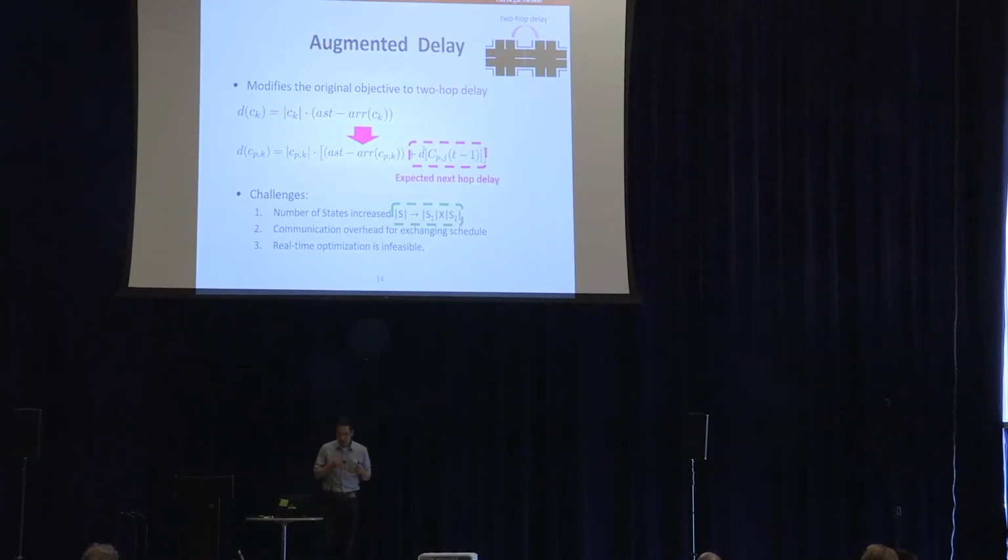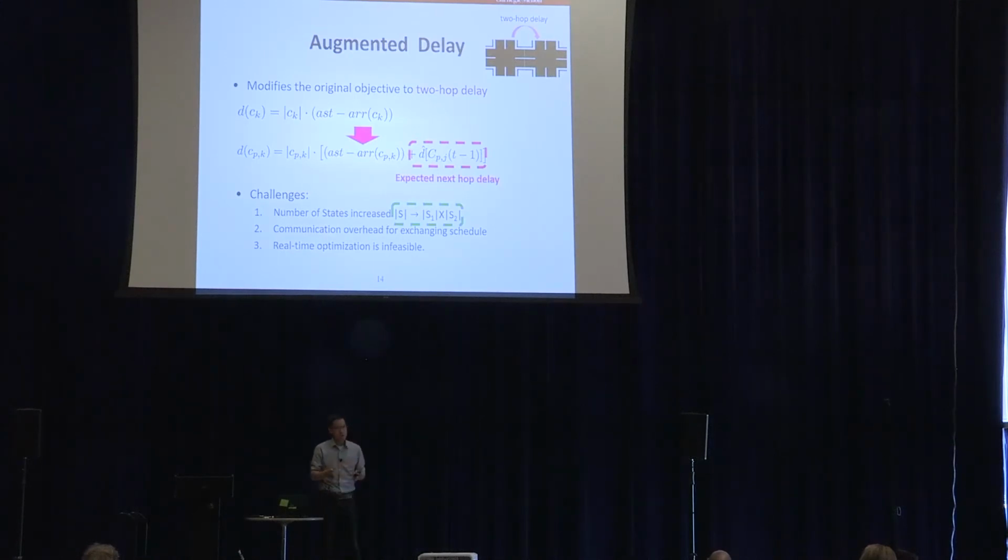Okay, now how do we realize this idea in our system? As I mentioned in the introduction, the original cluster delay is defined in this way, and now we extend the cluster delay from the single-hop delay to a two-hop delay, which means that we extend the cluster delay from a single intersection to two intersections.